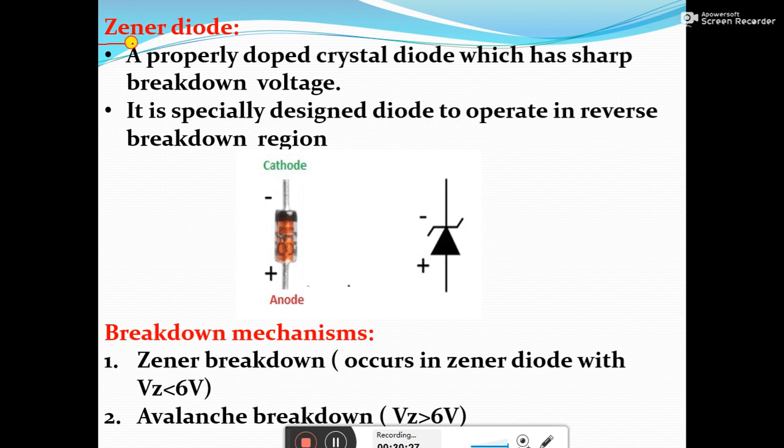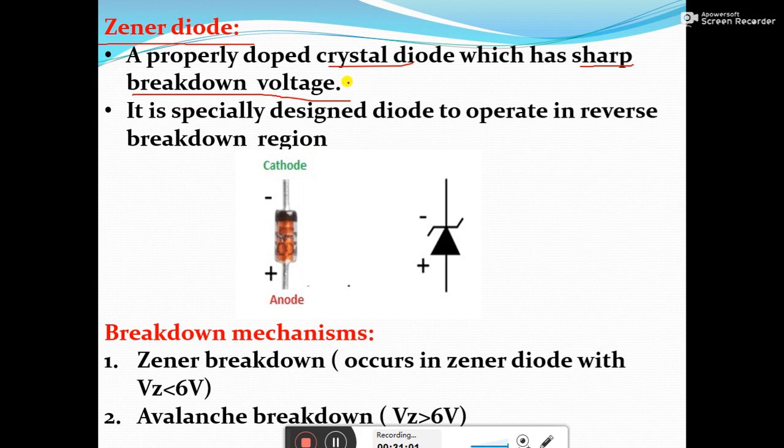Next, another important category of diode is the Zener diode. A Zener diode is a kind of crystal diode which has a very sharp breakdown voltage. If a Zener diode is designed for 6 volts, it means exactly at 6 volts the breakdown occurs, so there won't be any change. That's why you can say it has a very sharp breakdown voltage.